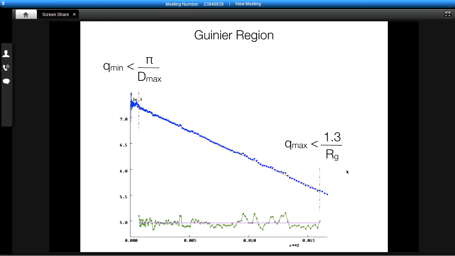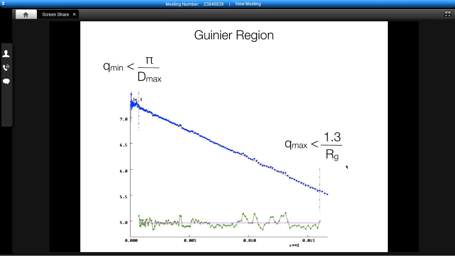Guinier's equation is only valid in the low Q region. So there is a rule of thumb that seems to be in the literature that Qmax, where Qmax is the maximum Q value of your Guinier region, is less than 1.3 divided by Rg. This is not a hard and fast rule. This is just kind of a rule of thumb.